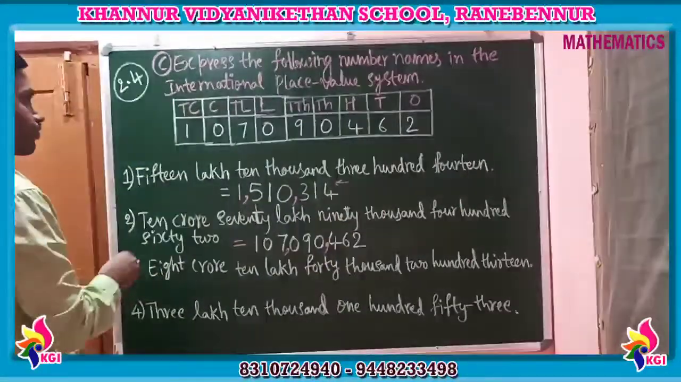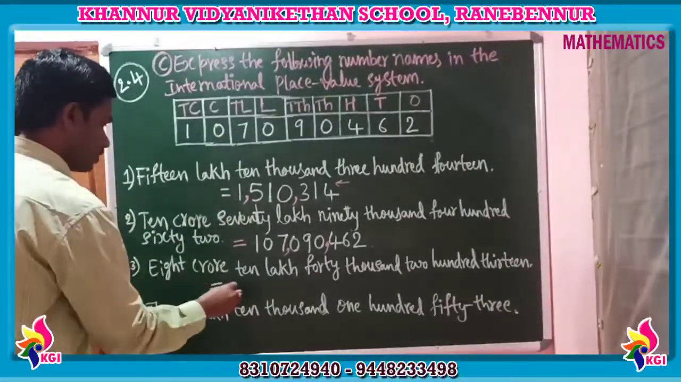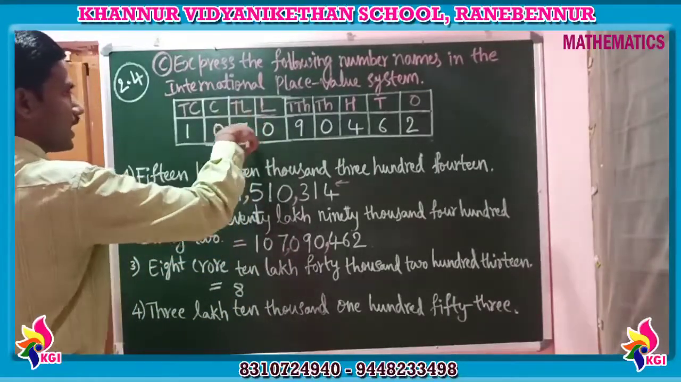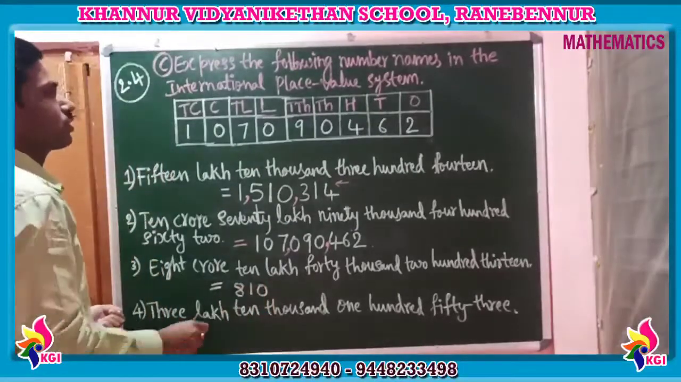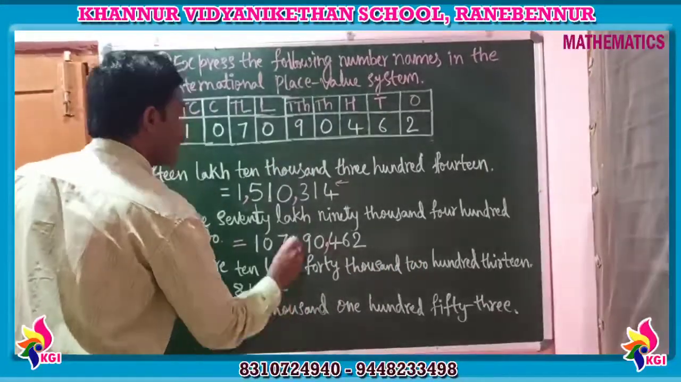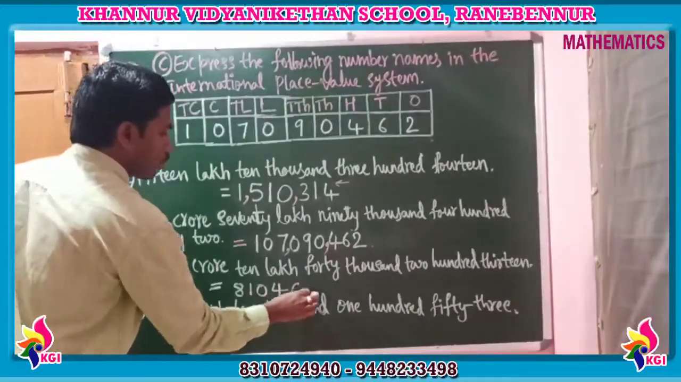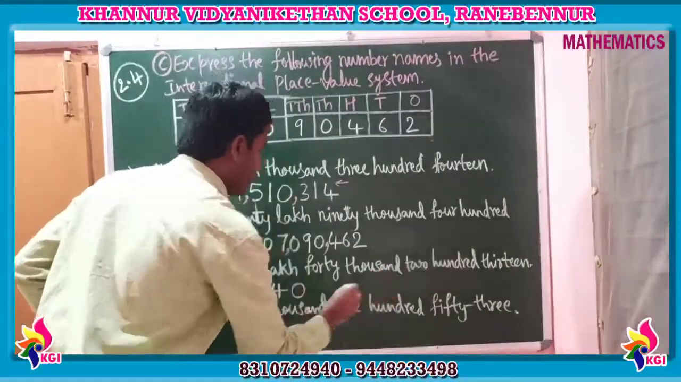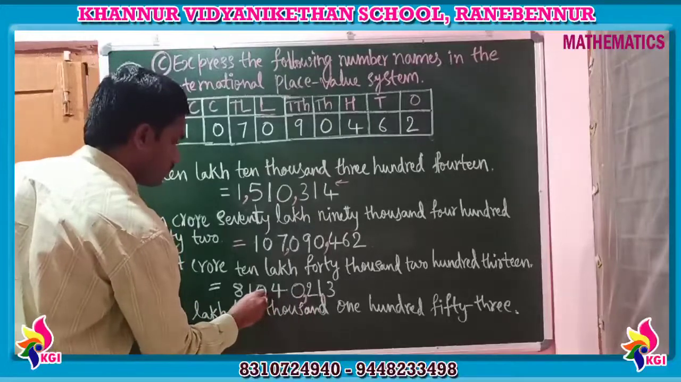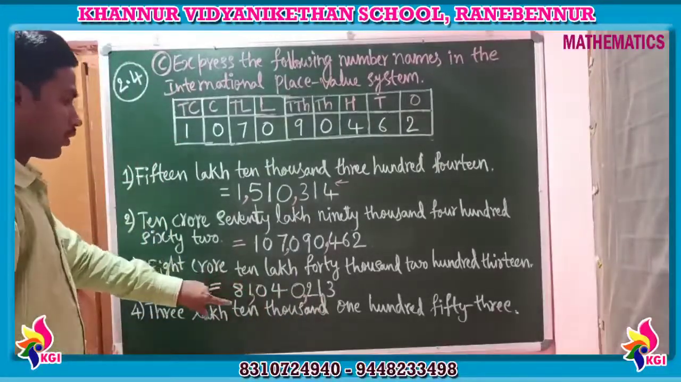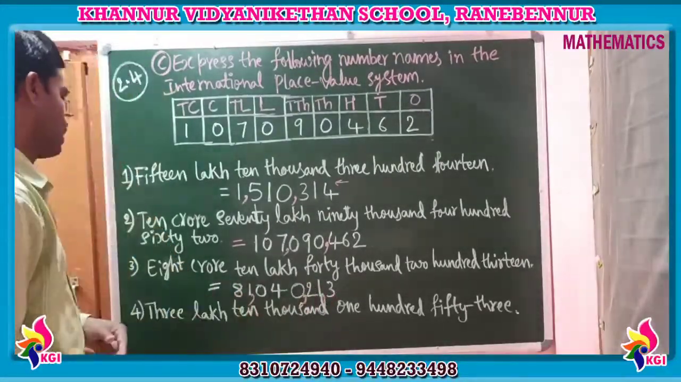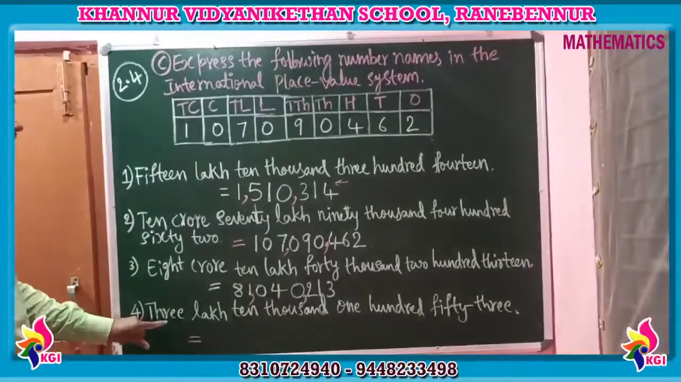8,10,40,213. Where is 8 crores? 8 crore here. Next, 10 lakhs. In the 10 lakhs place you write 1 and in the lakhs place 0. Then 40,244 you write in the 10,000 place, and 0 in the thousands place, then 213. Then place the commas after every 3 digits. So it can be read as 81,040,213.